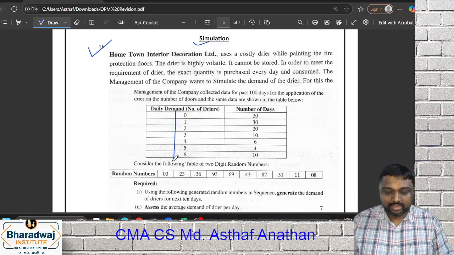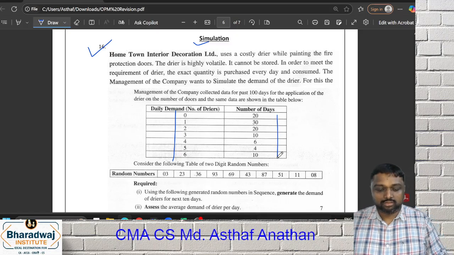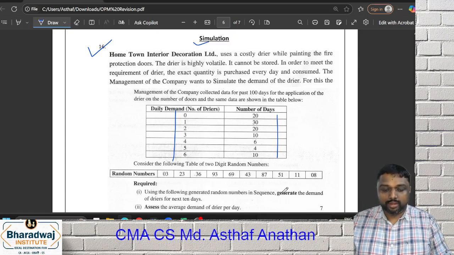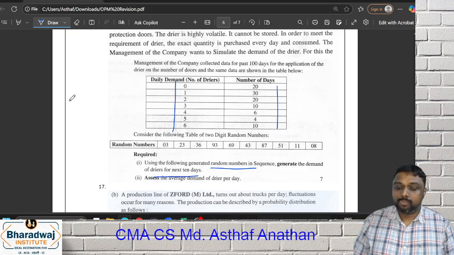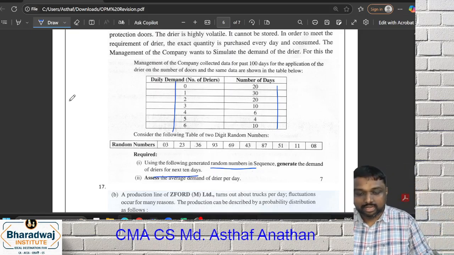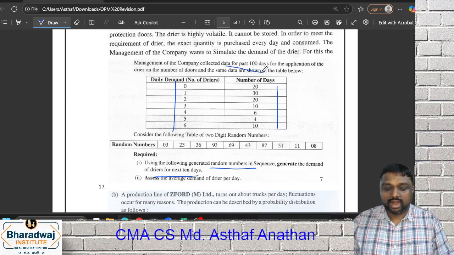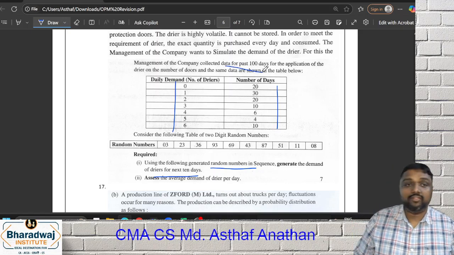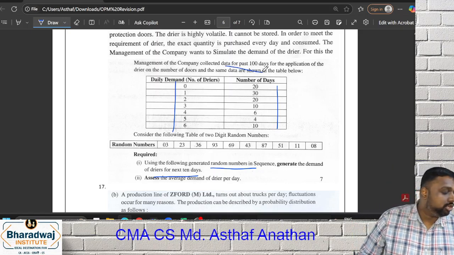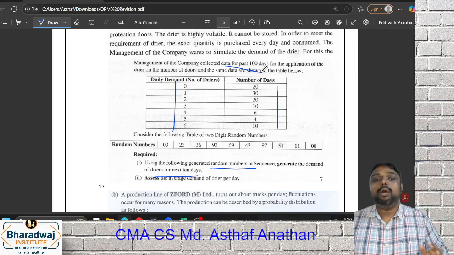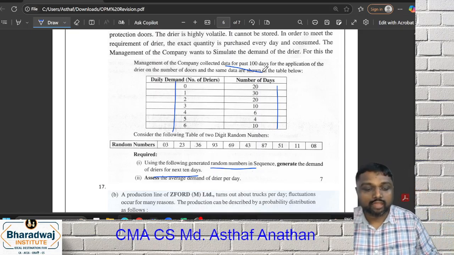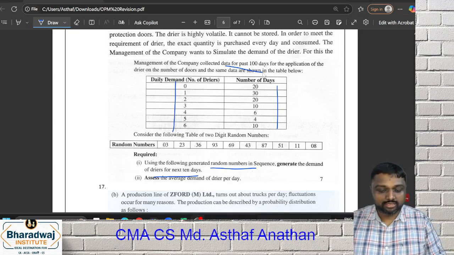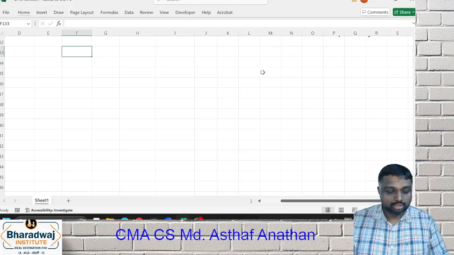So demand is there. Number of days is also given. Consider the following two random numbers. Generate demand of drivers for the next 10 days. So shall we start? This is for 100. We discussed in our class that for any simulation question, you have to check whether probability is there or not. If probability is not there, we have to take it from the frequency.